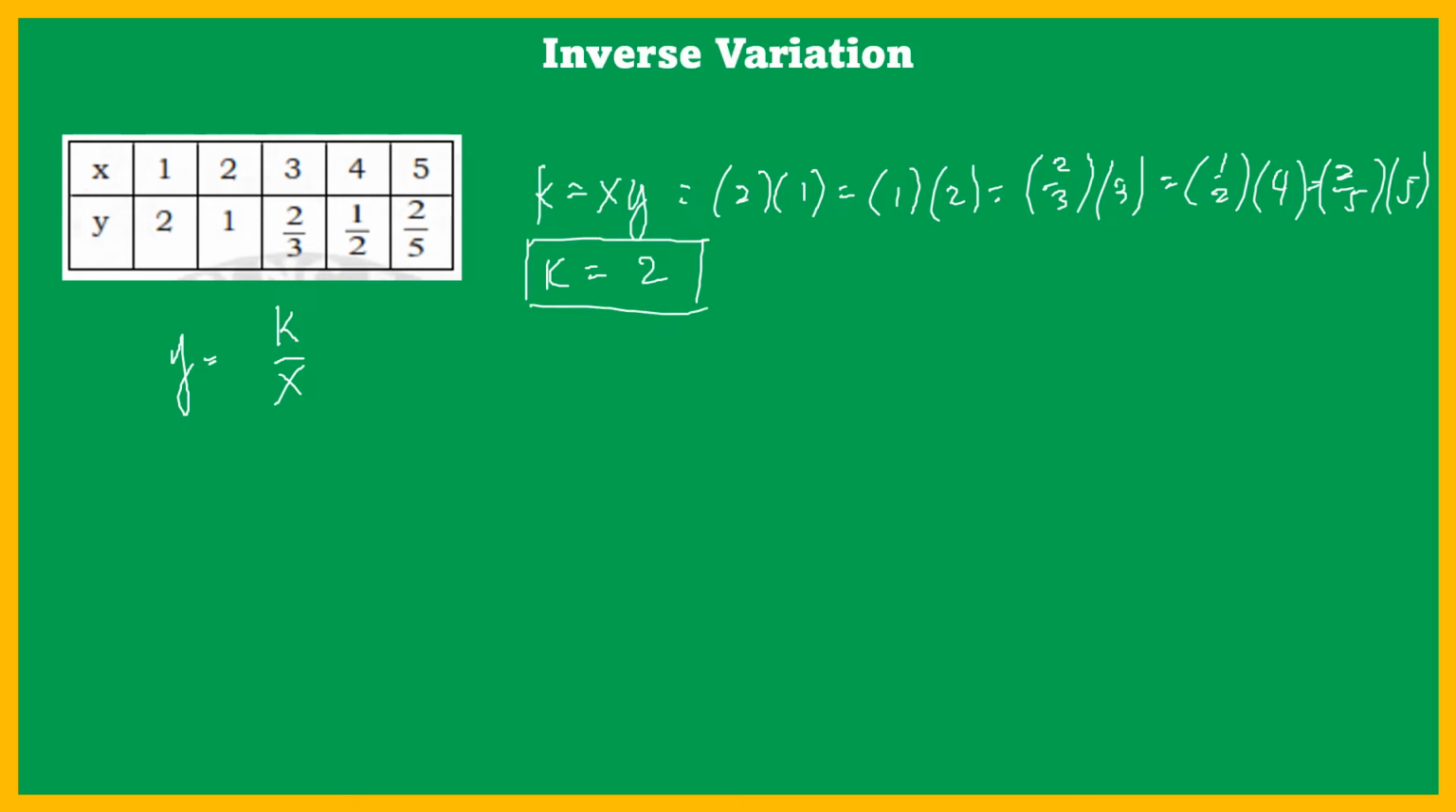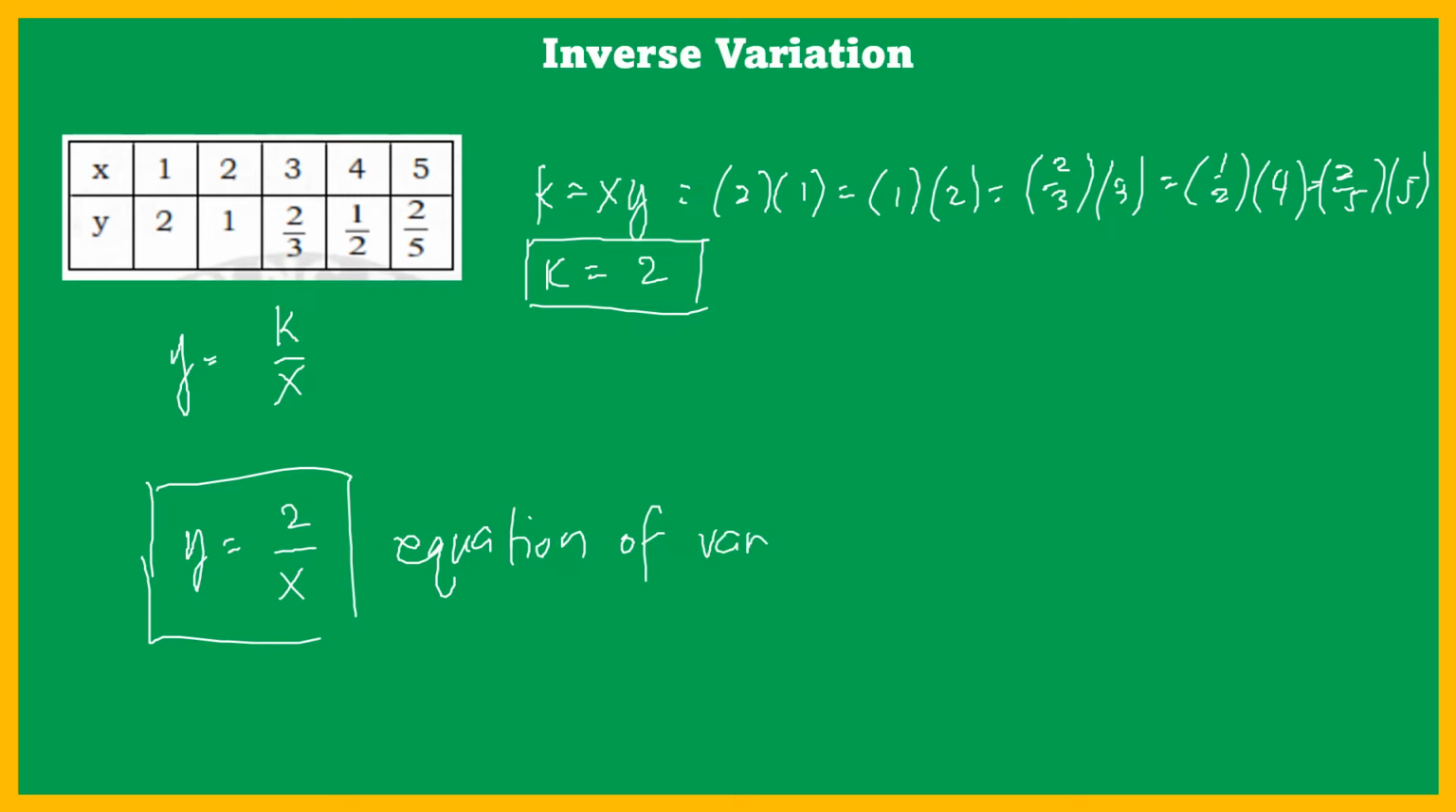Therefore, we're going to substitute it into our equation. So we have y is equal to 2 over x. And this is our equation of variation. So, ganyan lang po kumuha ng equation of variation. So, kapag magsasolve kayo ng equation ng variation, the most important thing to do is to solve for the constant of variation. Yun lang naman yung unang hahanapin natin. And then proceed with the equation.